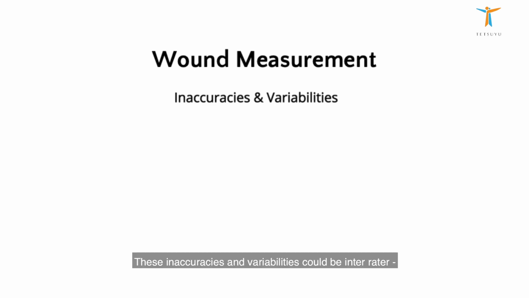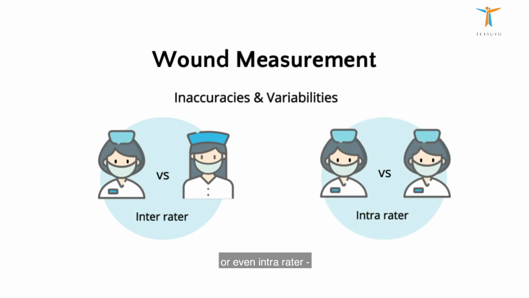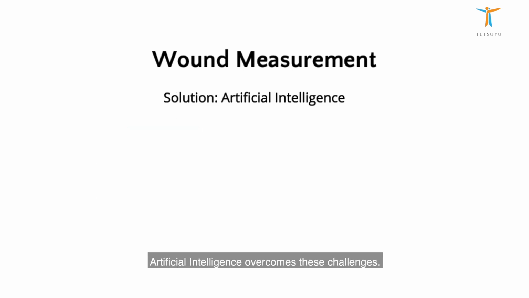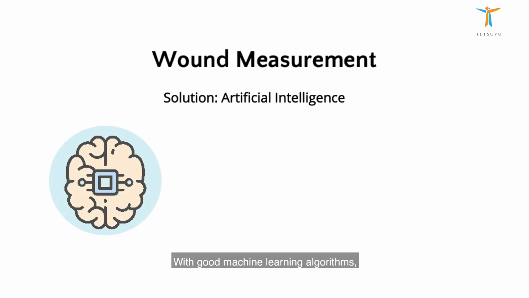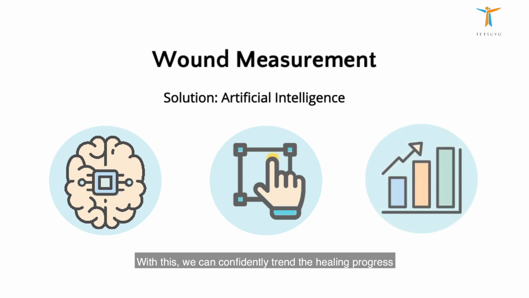These inaccuracies and variabilities could be inter-rater, meaning between people measuring, or even intra-rater, meaning different measurements with the same person. Often too, depth is very difficult to measure and we sometimes skip this step in order to avoid inflicting pain to the patient. Artificial intelligence overcomes these challenges. With good machine learning algorithms, image processing captures the region of interest accurately and consistently. It automates measurements for length, width, and depth. And with this, we can confidently trend the healing progress and plan appropriate interventions when necessary.